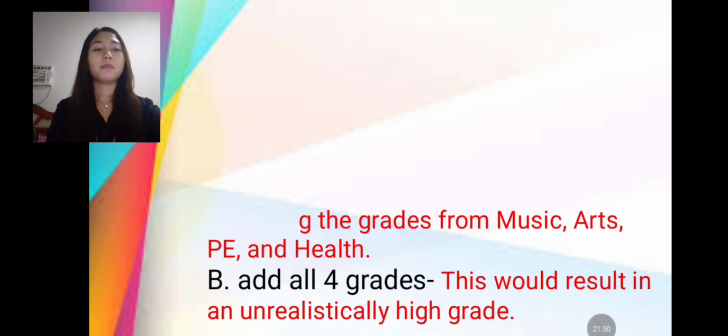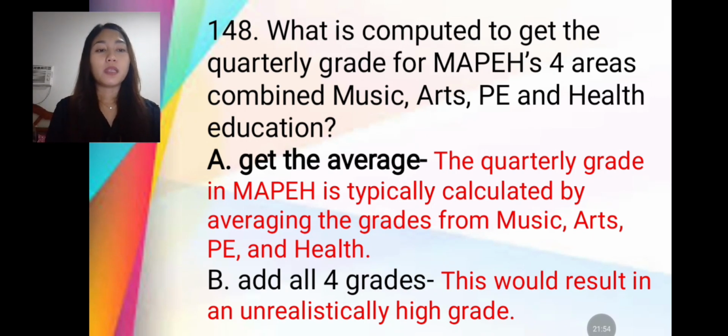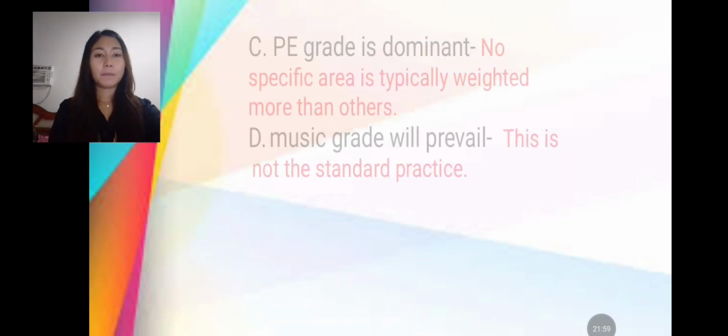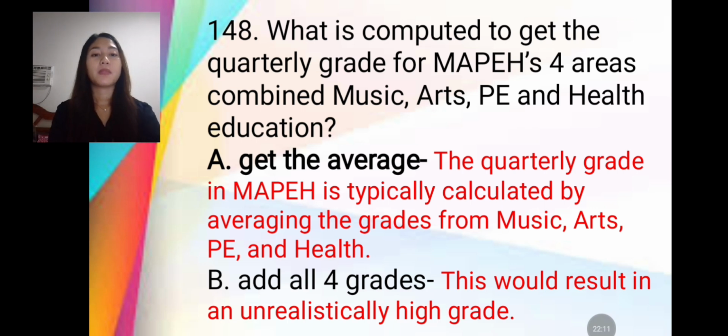So why not B, C, and D? B. Add all 4 grades. This would result in unrealistically high grade. While C. PE grade is dominant, no specific areas typically weighted more than others. Letter D. Music grade will prevail. This is not the standard practice. So the answer is get the average. The quarterly grade in MAPEH is typically calculated by averaging the grades from music, arts, PE, and health.